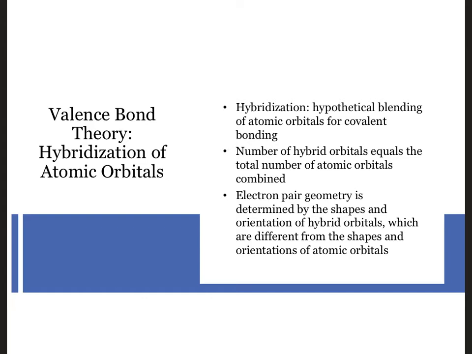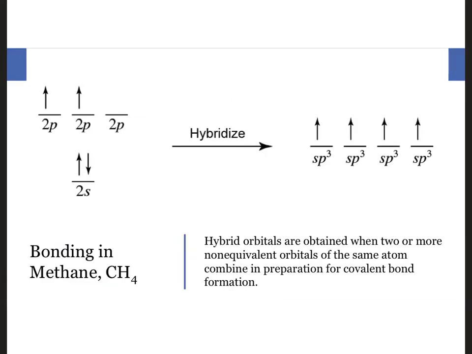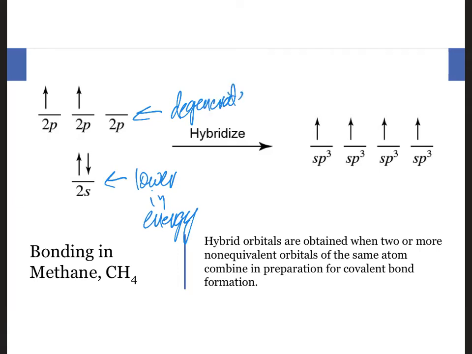Valence bond theory invokes the hybridization, or the hypothetical blending, of atomic orbitals to describe the covalent bonding that's observed. It's very important to realize that the number of hybrid orbitals equals the total number of atomic orbitals combined. The electron pair geometry will be determined by the shapes and orientation of these hybrid orbitals, and they'll be different depending on how many atomic orbitals we combine. A key point to recall from earlier lectures is that when we're looking at the 2s and 2p orbitals, the 2s orbital is definitely lower in energy than these three 2p orbitals. Remember, when we have orbitals that are the same energy, we call these degenerate orbitals.